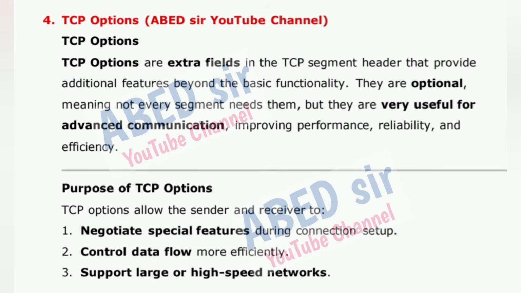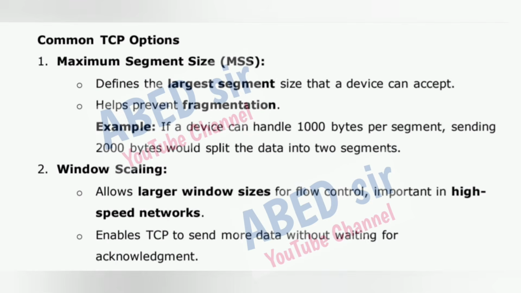Purpose of TCP options. TCP options allow the sender and receiver to: 1. Negotiate special features during connection setup. 2. Control data flow more efficiently. 3. Support large or high-speed networks. Common TCP options. 1. Maximum segment size, MSS. Defines the largest segment size that a device can accept. Helps prevent fragmentation. Example: if a device can handle 1000 bytes per segment, sending 2000 bytes would split the data into two segments.